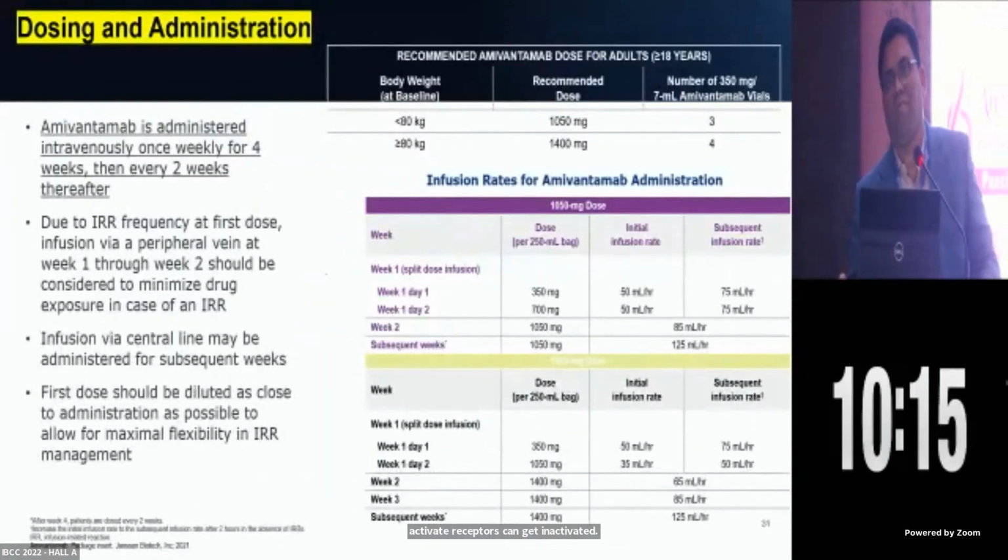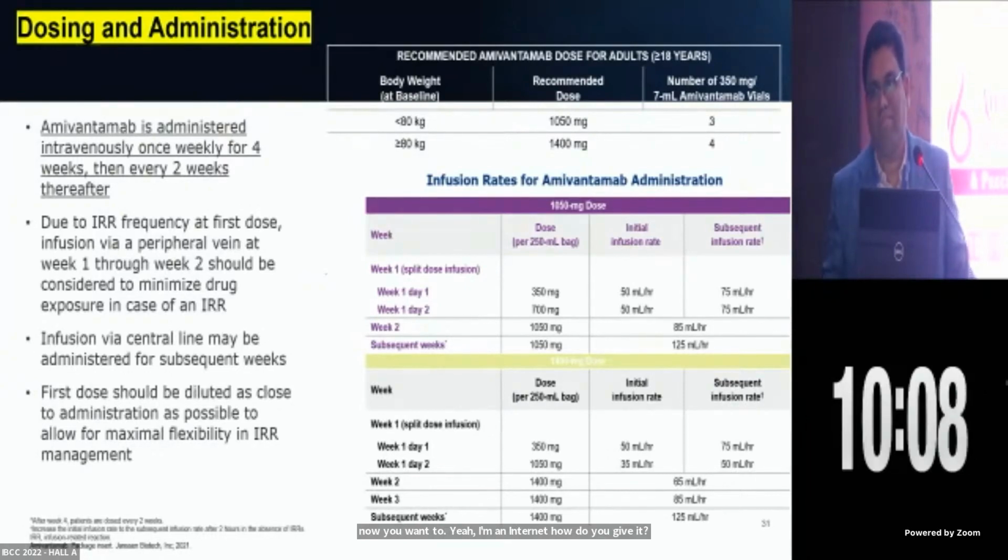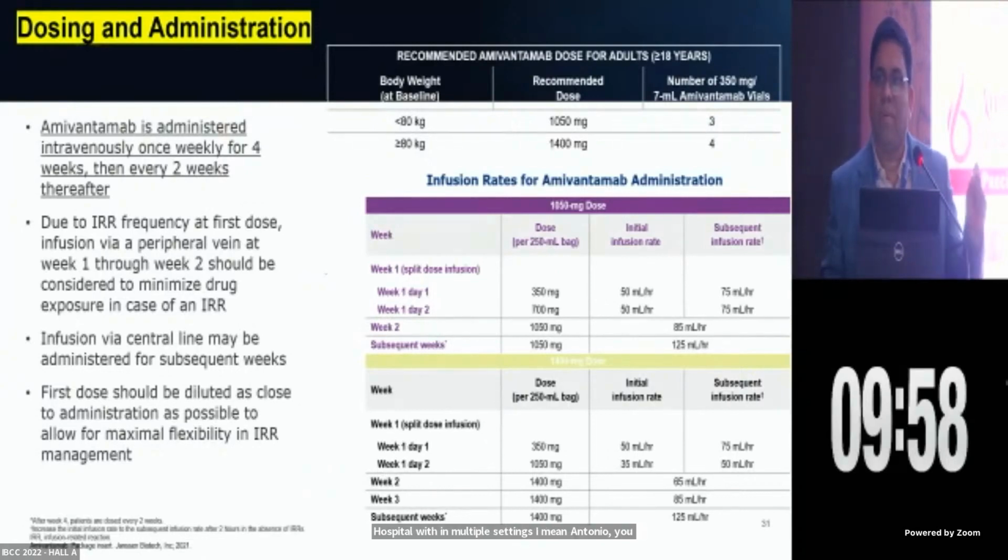So now you want to give Amivantamab, how do you give it? I have experience because I'm running not only 4 or 5 studies of Amivantamab at Tata Memorial Hospital in multiple settings. We must remember that the dose changes according to the weight. If less than 80, the dose is different. More than 80, the dose is different.